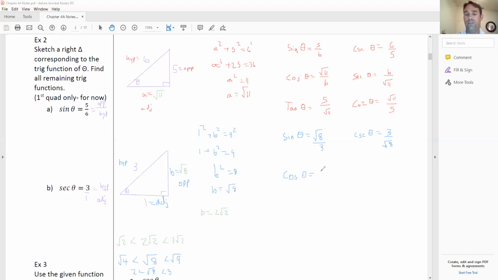So adjacent, that's going to be 1/3. And we already knew that secant was 3 over 1, because that's one we were given. And tangent of theta, that's going to be root 8 over 1, which is root 8. And cotangent of theta, that would be 1 over root 8.